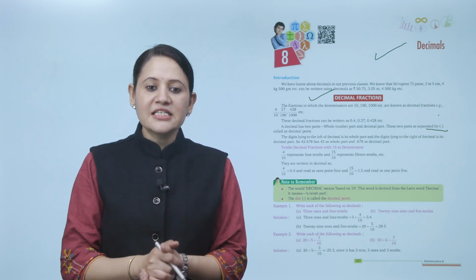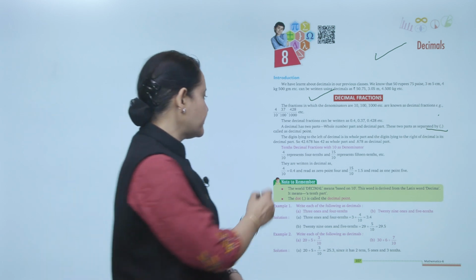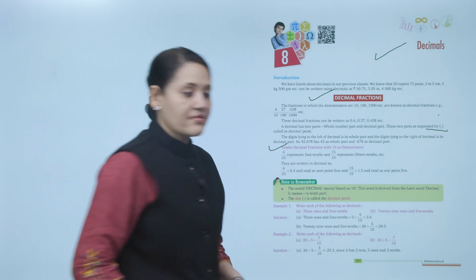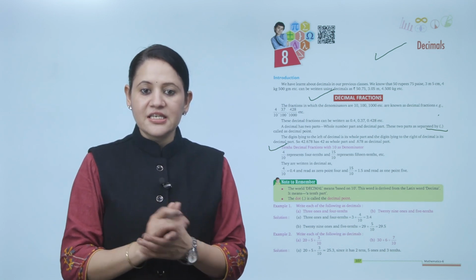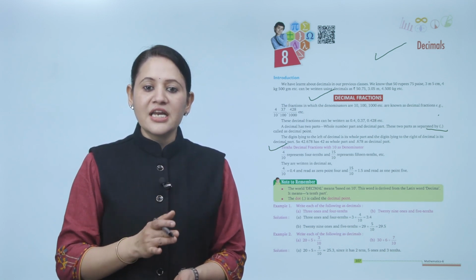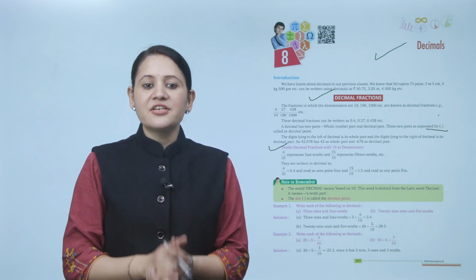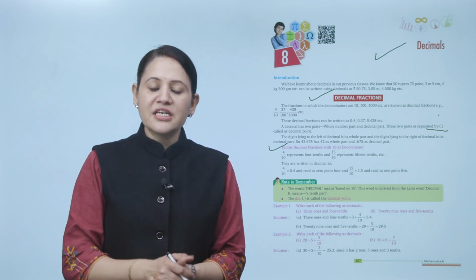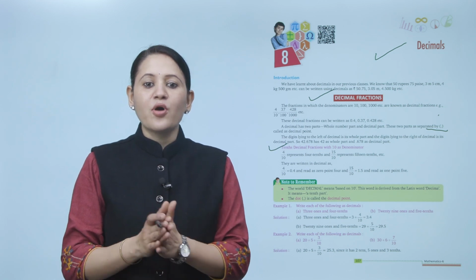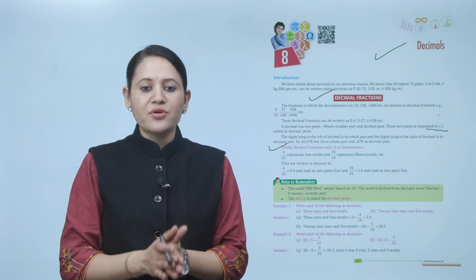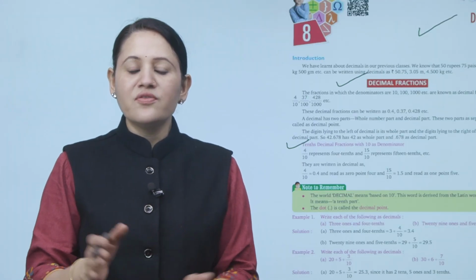Next is decimal fraction with 10 as a denominator. 4 by 10 represents 4 tenths and 15 upon 10 represents 15 tenths, etc. They are written in decimal as 4 upon 10 can be written as 0.4 and read as 0.4, and 15 upon 10 as 1.5, and we read it as 1.5.